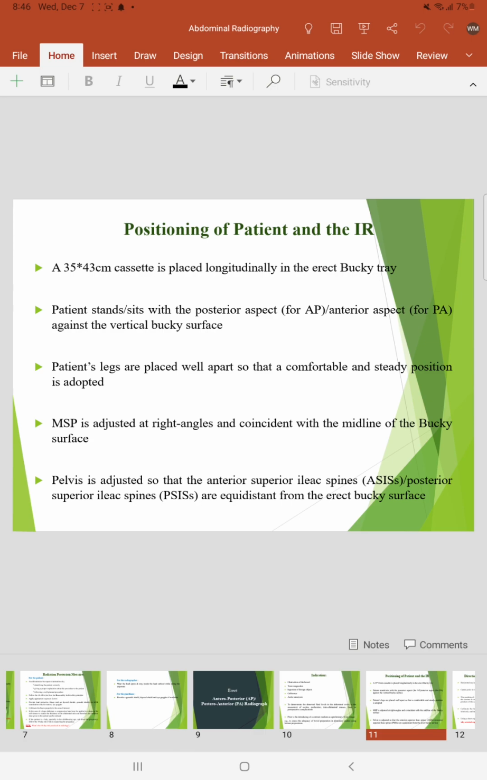Patient's legs are placed well apart so that a comfortable and steady position is adopted. MSP is adjusted at right angles and coincident with the midline of the bucky surface. Pelvis is adjusted so that the anterior superior iliac spines, ASISs, and posterior superior iliac spines, PSISs, are equidistant from the erect bucky surface.